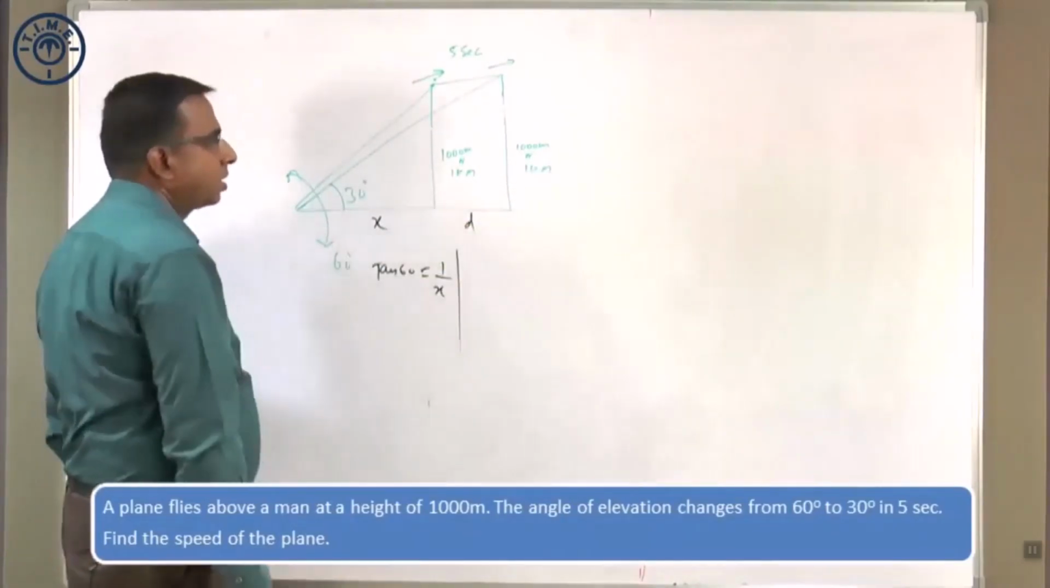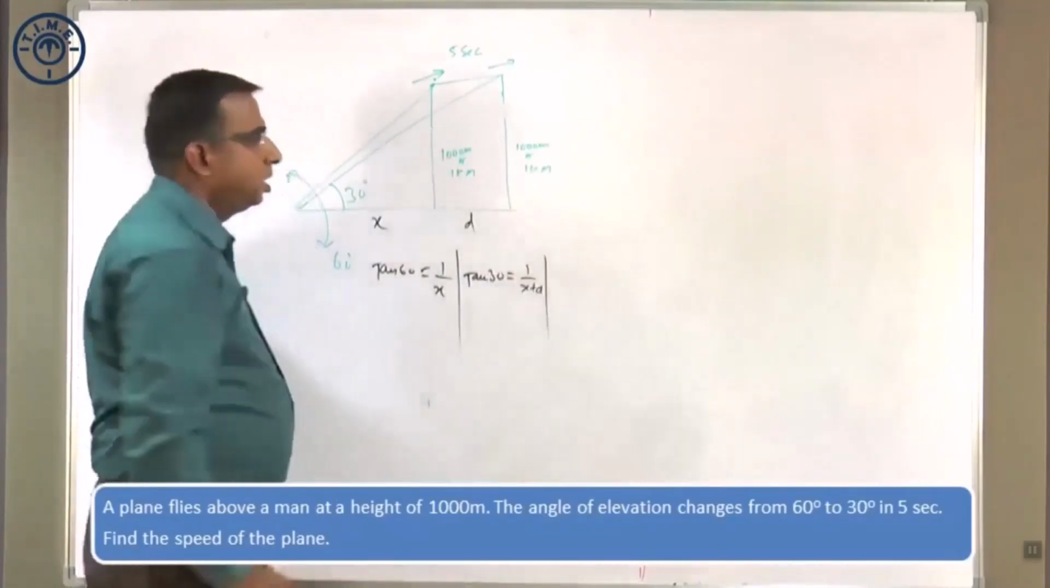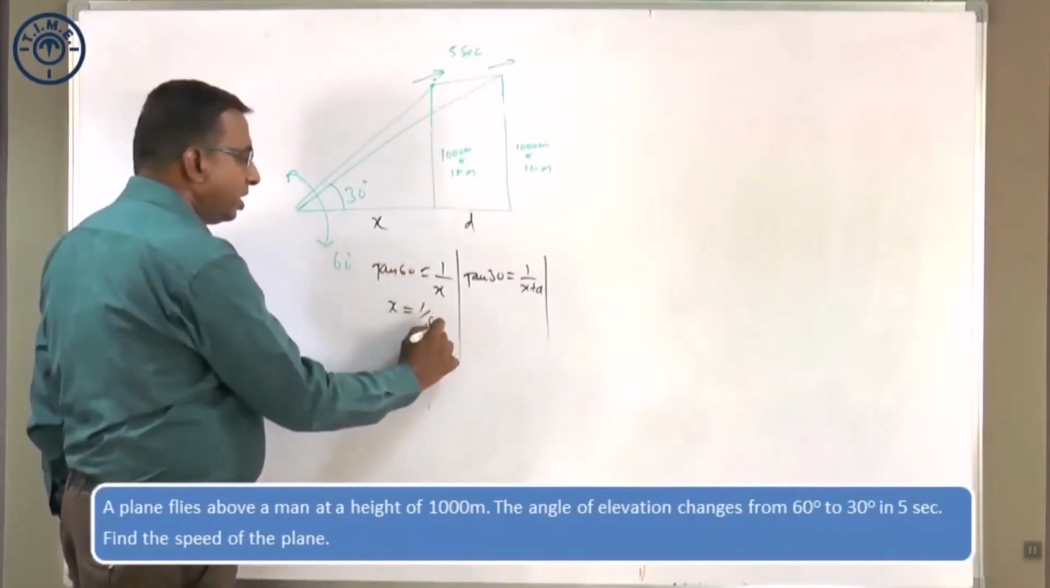That's 1 by x. Then what is tan 30? Tan 30 is 1 by x plus d. Tan 60 being root 3, you can write x as 1 by root 3. You got the value of x.